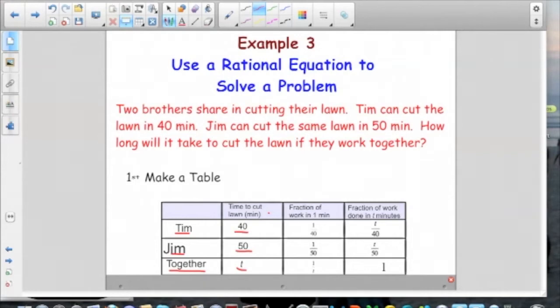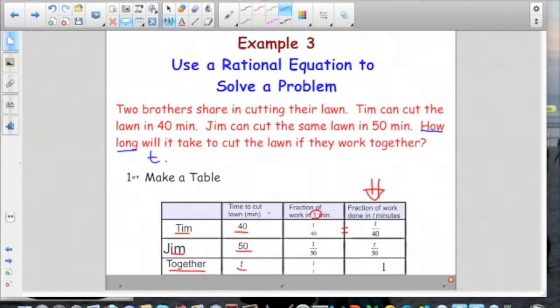So, fraction of time. This is important because we know in 1 minute, Tim can cut 1/40th of the lawn, and Jim can cut 1/50th. So this helps us with the next part, because this one's the key column, the fraction of work done in T times, because we're looking for how long. So that's the time we're looking for. So we need T as our variable.